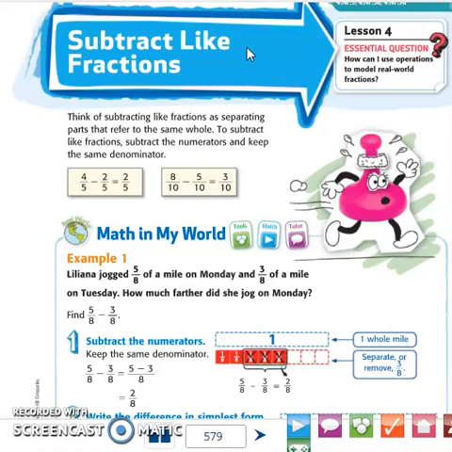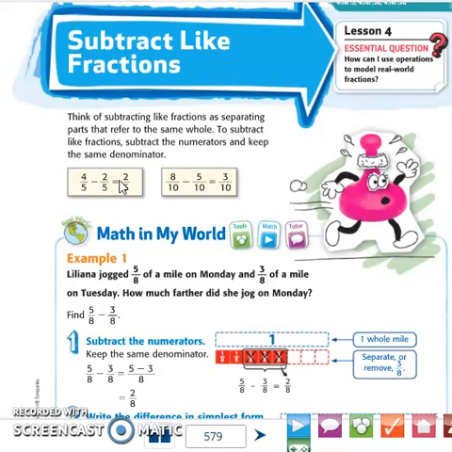Hi, we're back and we're in Chapter 9, Lesson 4. Essential question: how can I use operations to model real-world fractions? Think of subtracting like fractions as separating parts that refer to the same whole. To subtract like fractions, subtract the numerators and keep the same denominator.